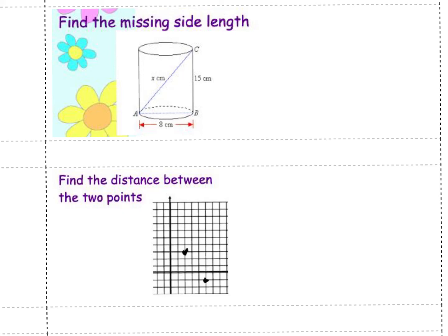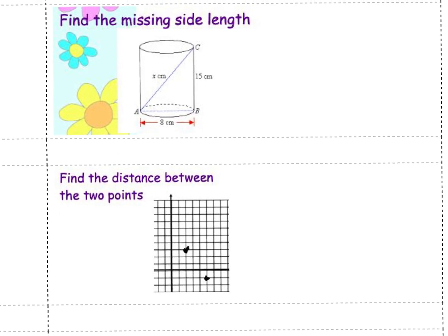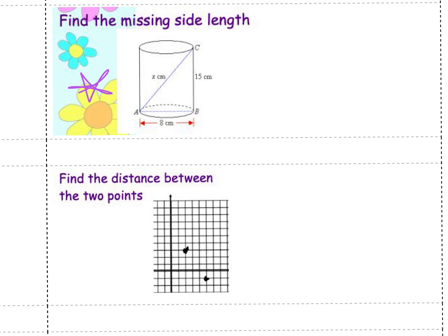Today's lesson, we're going to be finding the hypotenuse of a 3D figure. And so we're actually going to be doing the Pythagorean theorem twice. So I want you to start with this first problem on top, where the flowers.